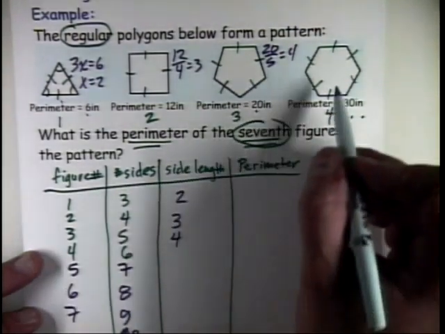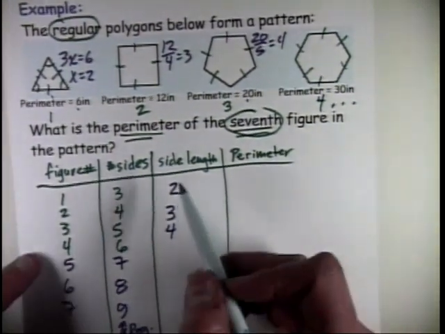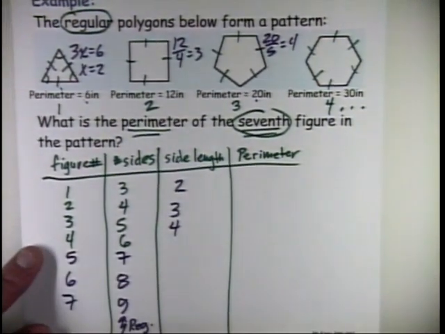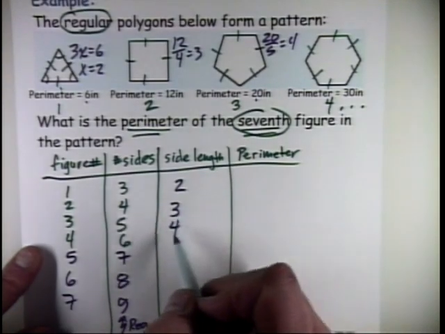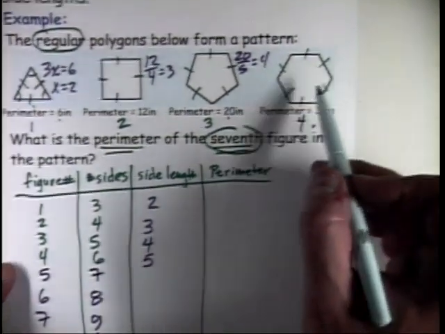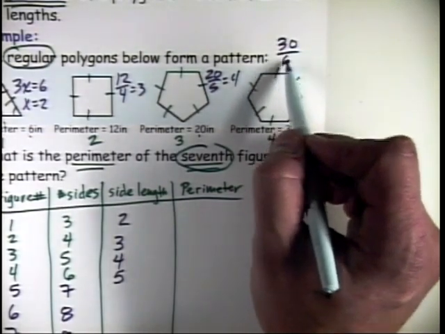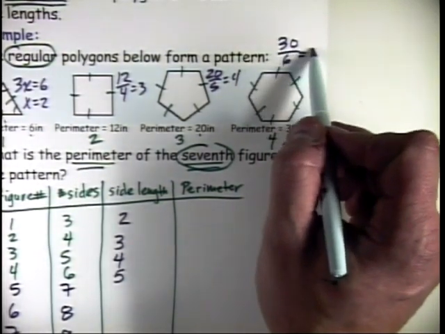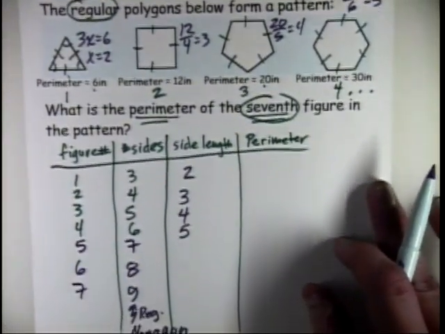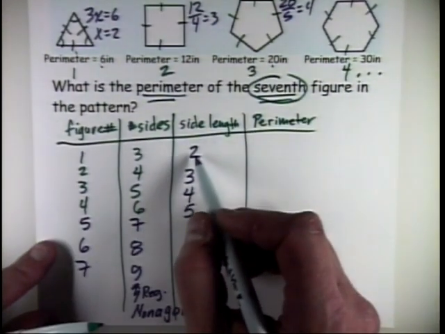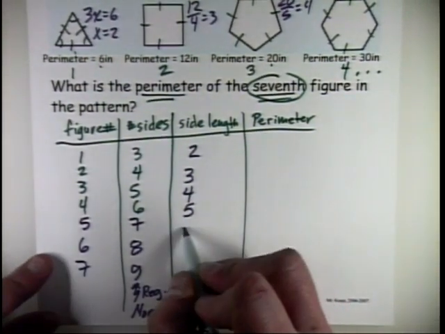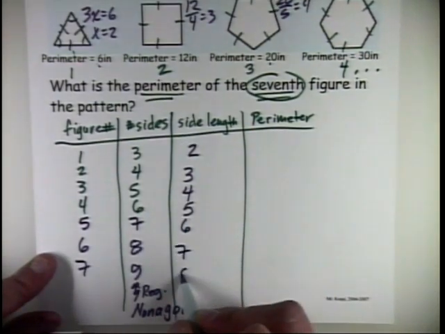Now at this point, without even doing the last one, you might be able to pick up on the pattern. The side lengths are also increasing by 1 size. So 2, 3, 4, this one would be a 5. And we can verify here, the perimeter was 30, divided by the number of side lengths is 6, and we get 5. So it appears we have discovered the pattern. Now you can keep on going down. 2, 3, 4, 5. This would be 6, 7, and 8.